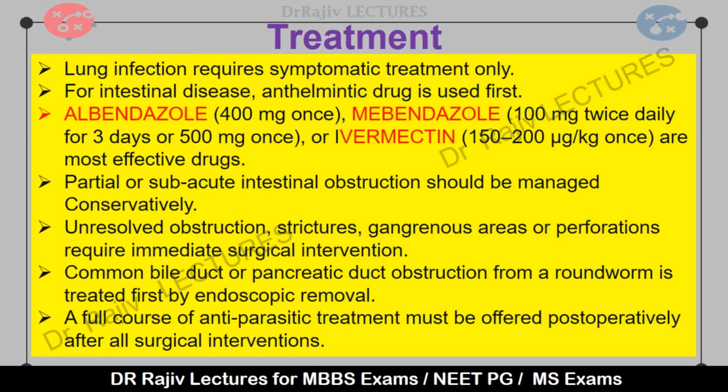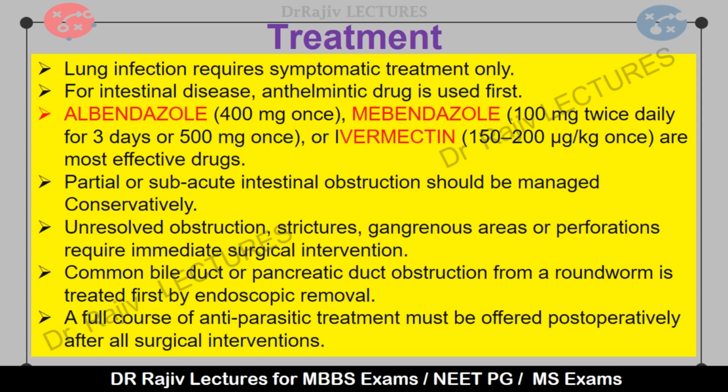Ascaris should always be treated whenever suspected to prevent potentially serious complications. The lung infection is usually self-limiting and requires symptomatic treatment only. For intestinal disease, treatment with anti-helminthic drugs is started. Drug treatment may precipitate acute intestinal obstruction from a bolus of dead worms if there are many worms in the terminal ileum. Albendazole 400 mg once, mebendazole 100 mg twice daily for 3 days or 500 mg once, or ivermectin 150 to 200 microgram per kg once are the most effective drugs. These are contraindicated in pregnancy.